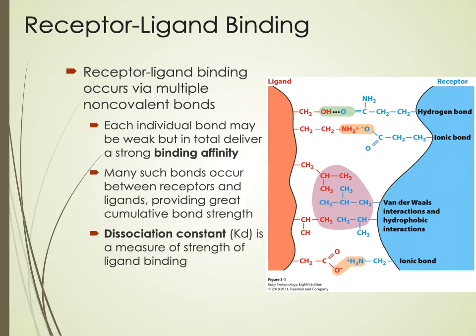Okay, and so if we look at these individual bonds, if we add them all together, we get the cumulative bond strength. And whenever we're talking about binding, one of the things that is looked at is the dissociation constant, or the KD, and that measures the strength of the ligand binding.